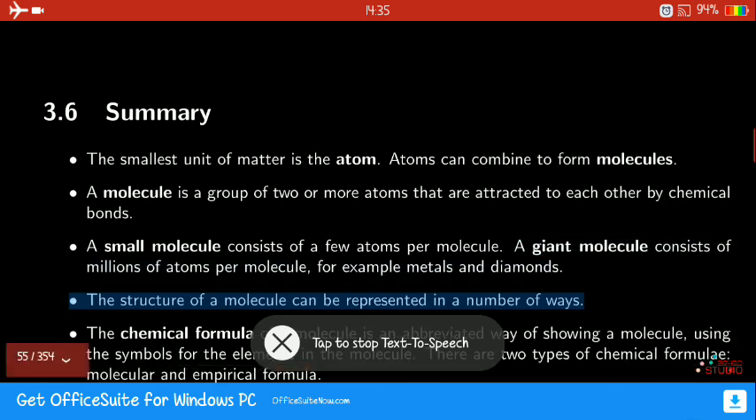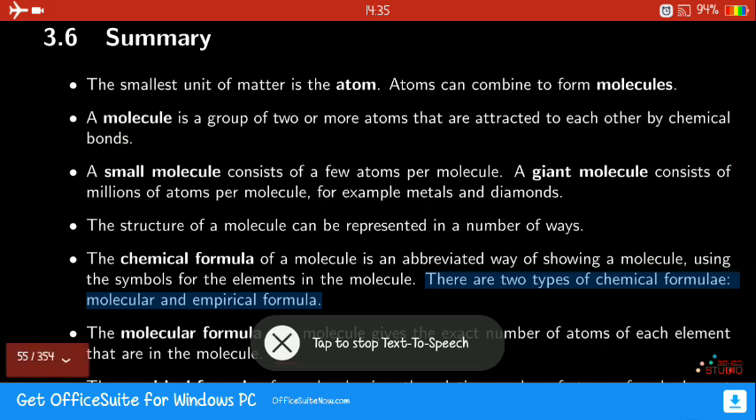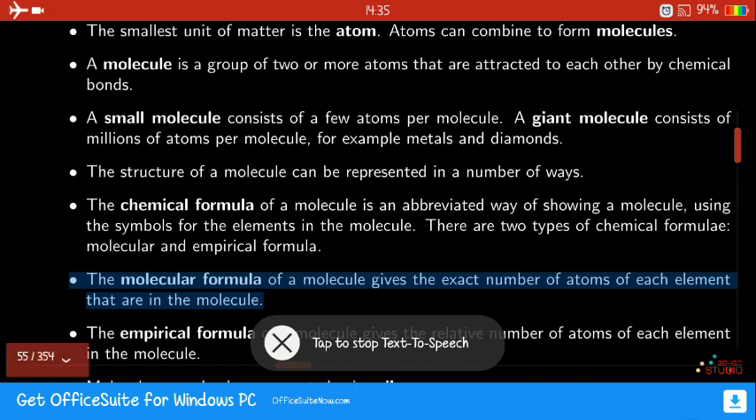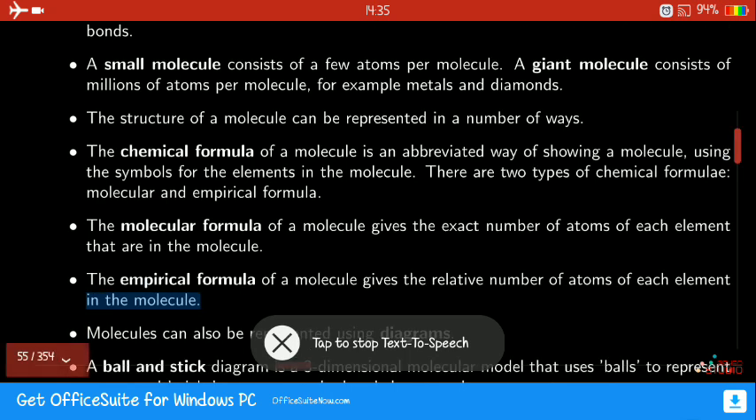The structure of a molecule can be represented in a number of ways. The chemical formula of a molecule is an abbreviated way of showing a molecule, using the symbols for the elements in the molecule. There are two types of chemical formulae, molecular and empirical formula. The molecular formula of a molecule gives the exact number of atoms of each element that are in the molecule. The empirical formula of a molecule gives the relative number of atoms of each element in the molecule.